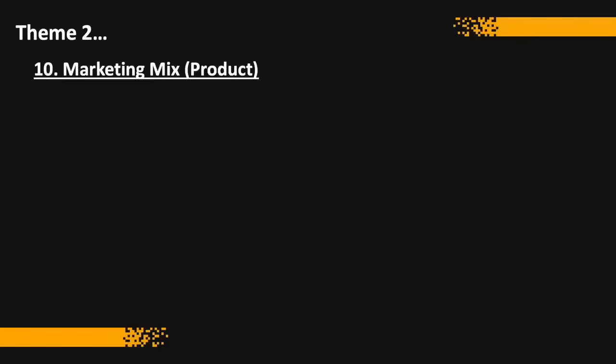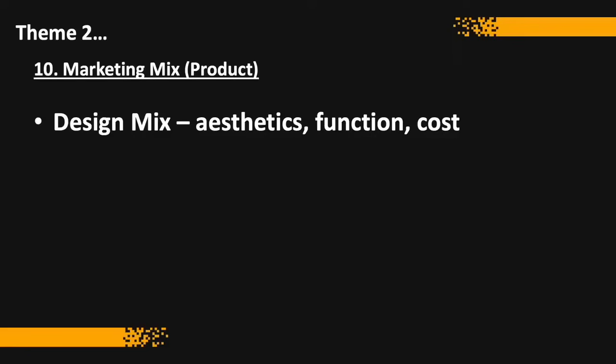Next thing to think about is the marketing mix. The first of the 4 Ps is product. First question here is the design mix. So when you're considering the design of your product in the research and development stage of the product life cycle, you're thinking about aesthetics, how it looks, function, does it do what it's supposed to do, and does it make economic sense in terms of making it for what you're likely going to be charging based on your market research. A way to think about it is AFC, Arsenal Football Club.